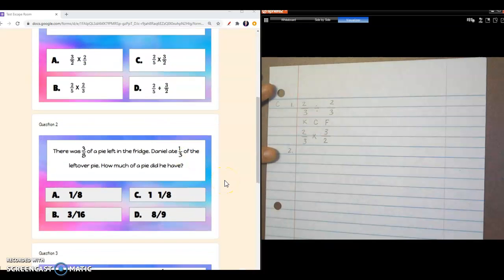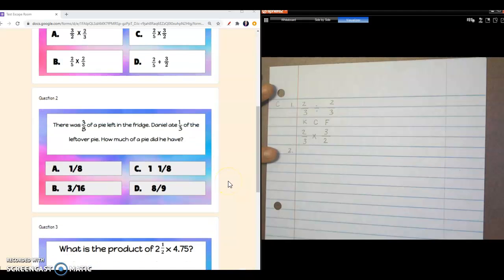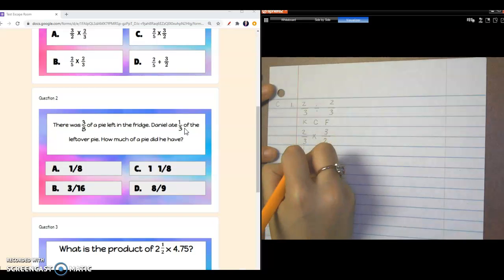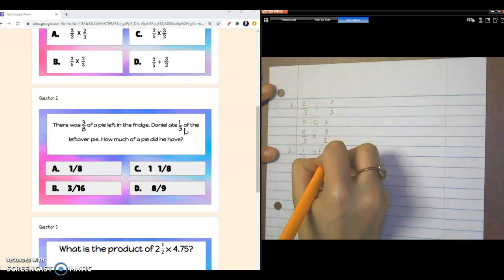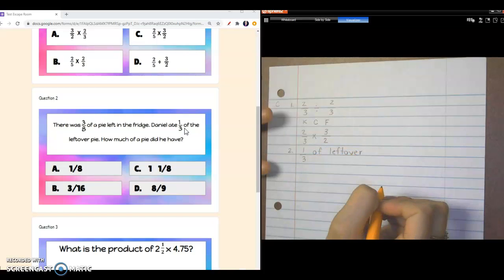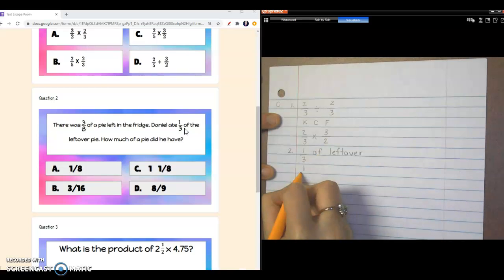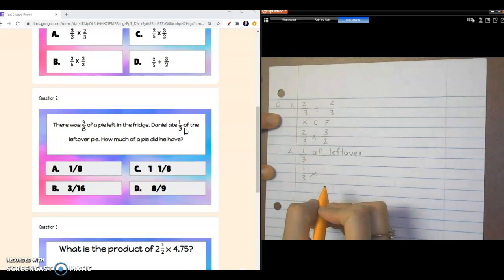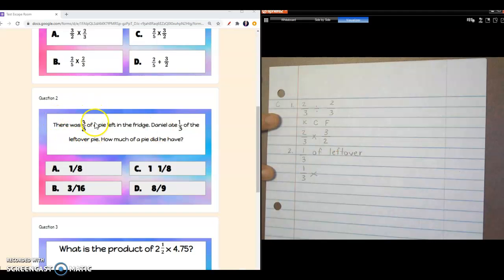There was 3/8 of a pie left in the fridge. Daniel ate 1/3 of the leftover pie. How much of the pie did he have? So my keyword here is of, and of means to multiply. So it says 1/3 of the leftover. So of, we know it means to multiply, and we're going to multiply it by what's left over. And they tell us that he had 3/8 of a pie left.